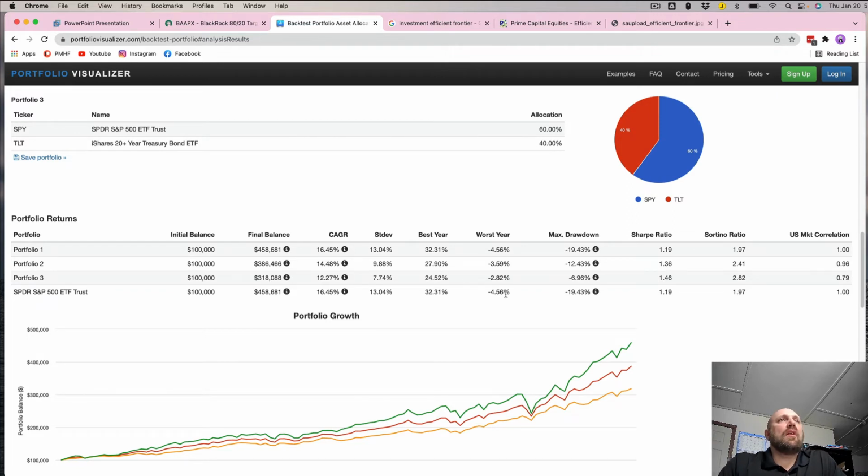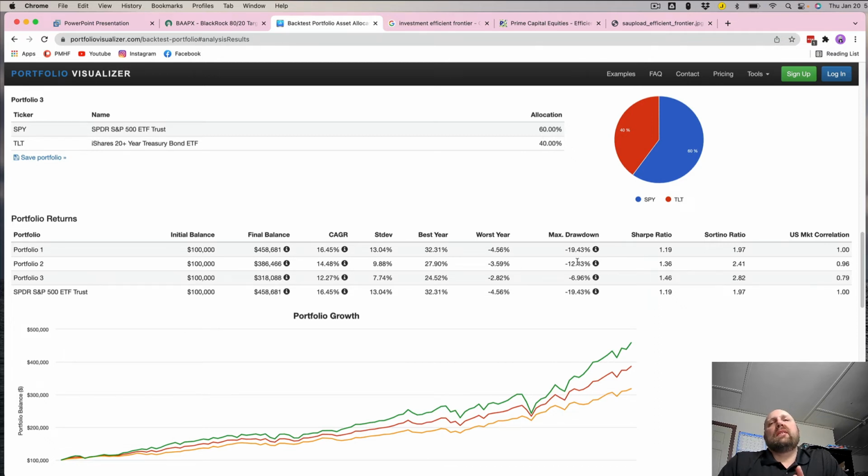But here's the interesting thing. Look at the drawdown. The max drawdown for portfolio 1, which is 100% S&P 500, was 20%, 19.5.